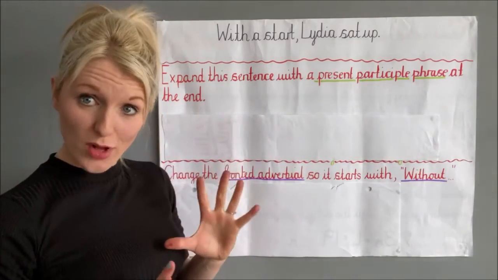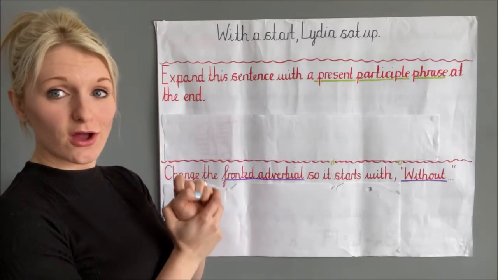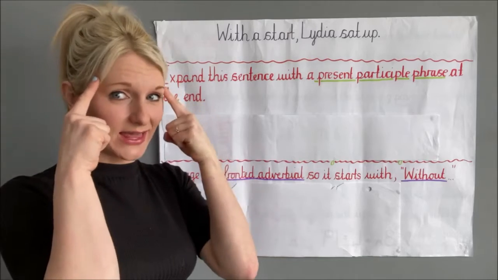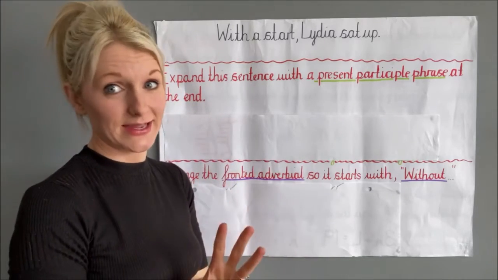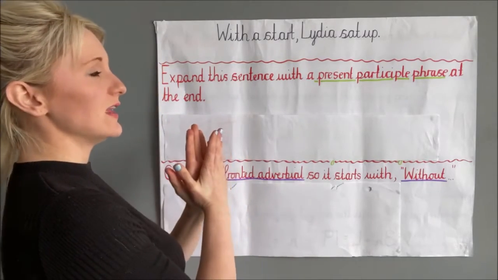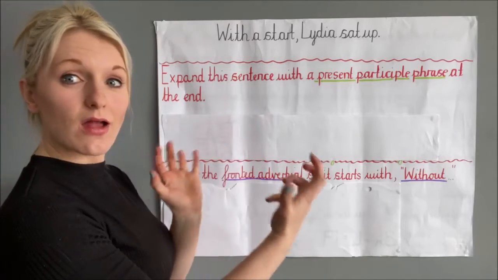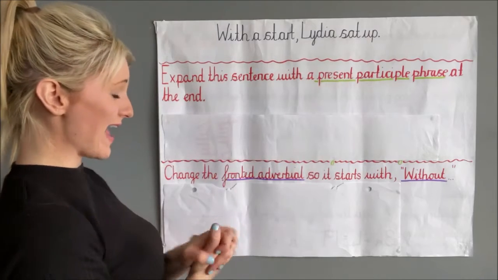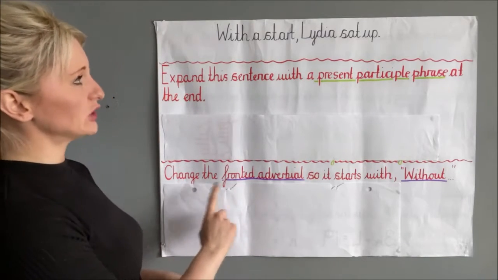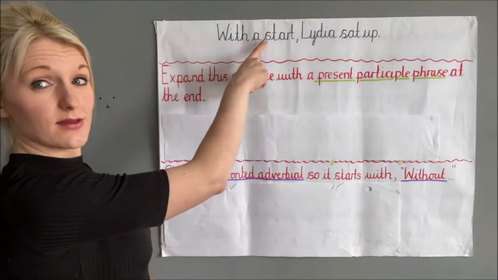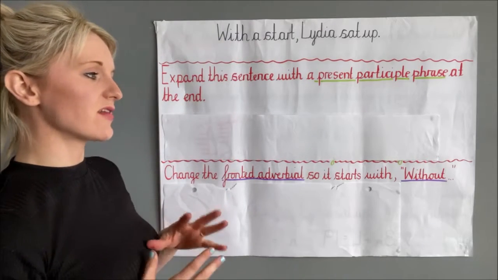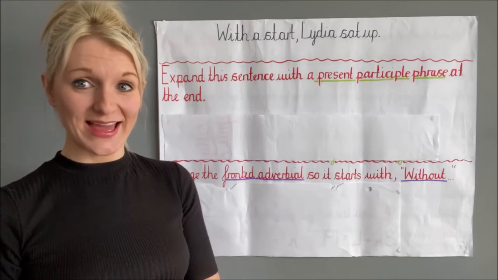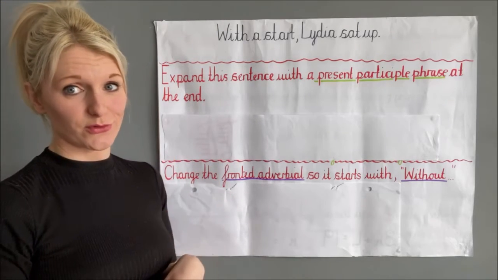Now remember, the present participle phrase is a phrase that starts with the present participle, which is an "ing" word, like thinking or walking or feeling. So you need to see if you can add a phrase that starts with one of those "ing" words at the end of this sentence. And then the second challenge is to change the fronted adverbial, which is the "with a start" bit, so that it starts with "without" rather than "with". So if you're feeling confident and like you could give those a go, then have a go.